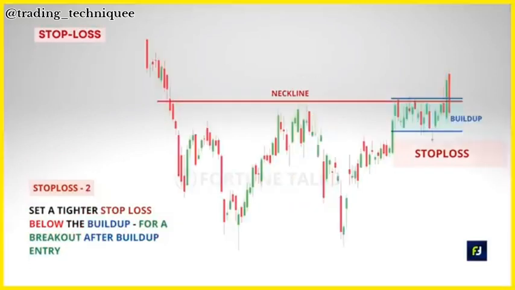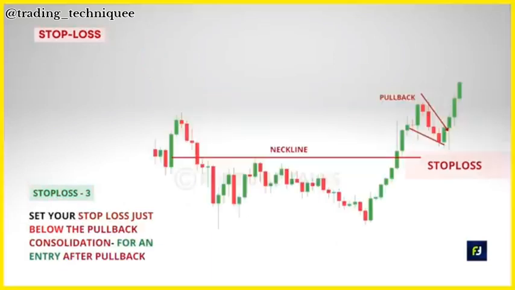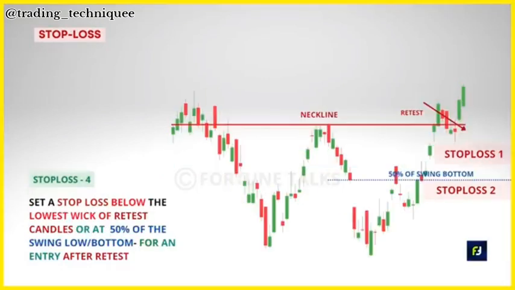Now what if you took a long entry after a build-up near the neckline? Then you have the convenience of placing a much tighter stop loss, preferably below the build-up, which will in turn improve your reward to risk ratio. Now let's say you have missed both these entries and you have entered a position in the market after the prices formed a primary pullback. Then you can set your stop loss below the lowest price in the group of pullback candles including the wick, or you can place it just above the neckline if the pullback is formed very close to the neckline. And the last method is if you have entered after a retest.